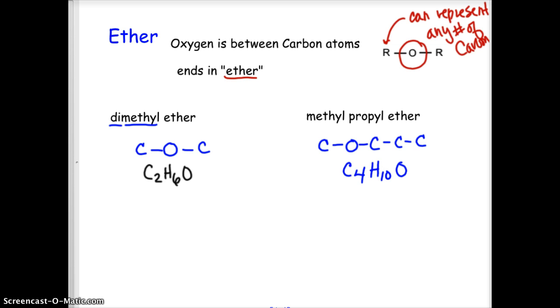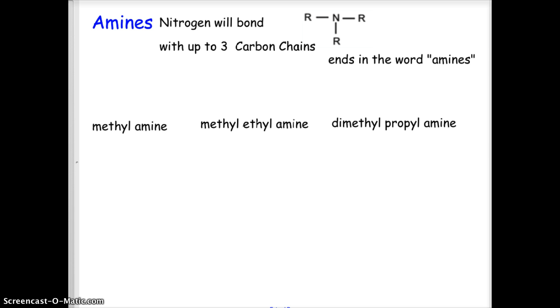We're also going to talk about how to name amines. Amines are very similar to ethers, except in an amine, you will have nitrogen amongst the carbon molecules rather than oxygen. Now, nitrogen will bond with up to 3 carbons, and that is because if you would recall what nitrogen looks like, nitrogen has 5 valence electrons. So as I draw the Lewis structure for nitrogen, it looks like that. And that means that you have the ability to make 3 bonds with nitrogen. Whereas in oxygen, you only have the ability to make 2 bonds.